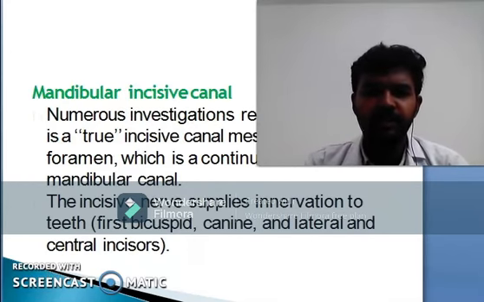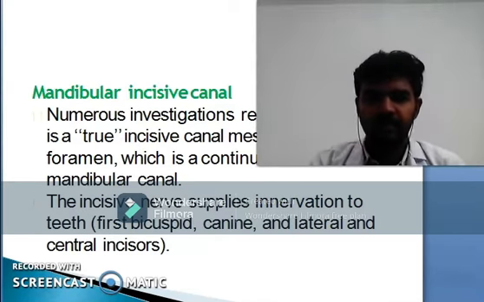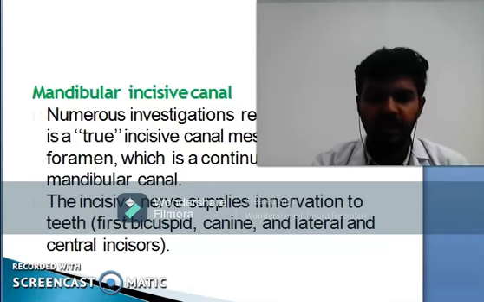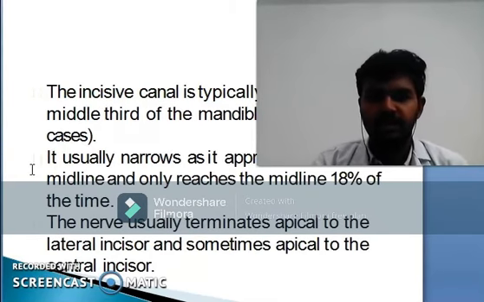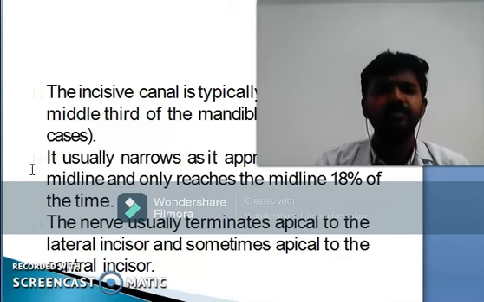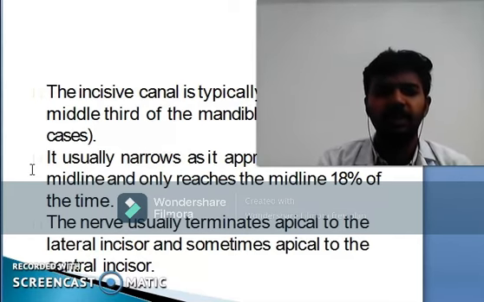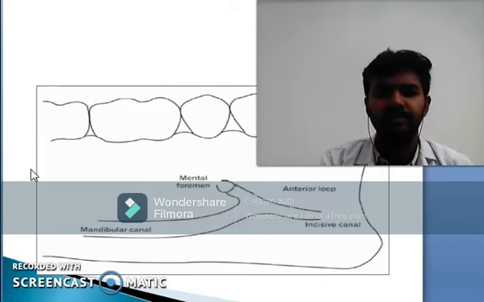Mandibular incisive canal. Numerous investigations report that there is a true incisive canal basal to the mental foramen, which is the continuation of the mandibular canal. The incisive nerve supplies innervation to the teeth, that is the first bicuspid, canine, and later the central incisors. The incisive canal is typically found in the middle third of the mandible. It usually narrows as it approaches the midline and only reaches the midline 8% of the time. The nerve usually terminates apical to the lateral incisors, sometimes apical to the central incisor.